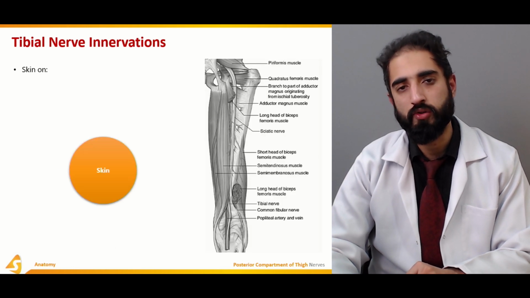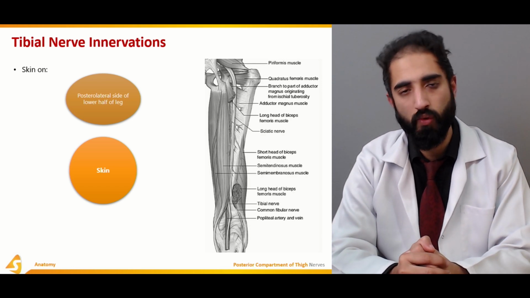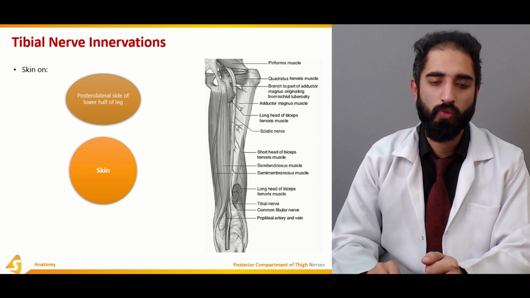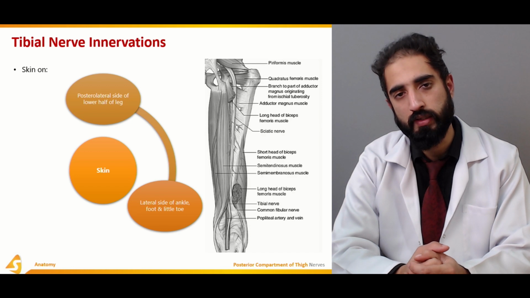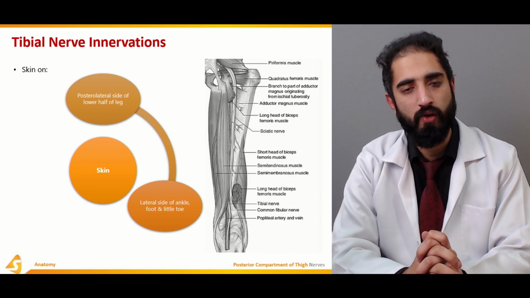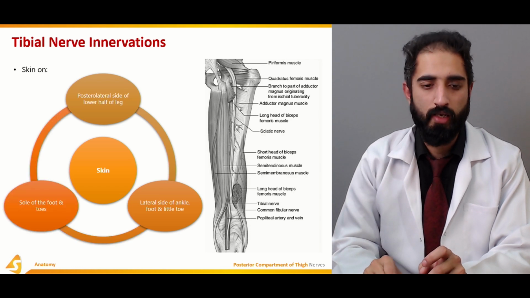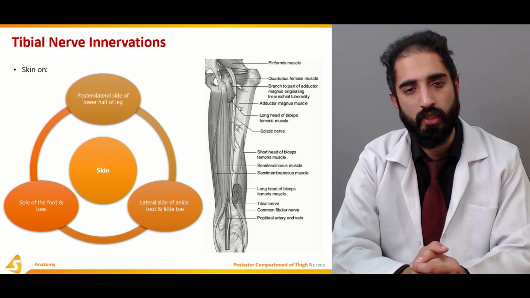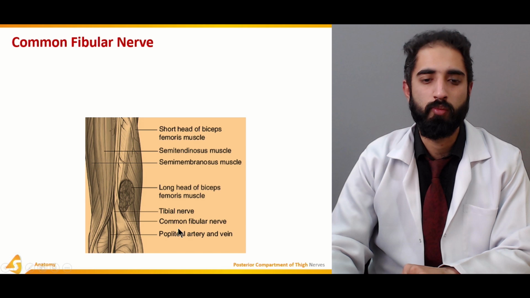Moving on, it also supplies the skin on the posterior lateral side of the lower half of the leg as it passes through the posterior part of the leg. It also supplies the skin on the lateral side of the ankle, the foot, and the little toe. And lastly, it also supplies the sole of the foot and the toe. So that is the innervation of the skin by the tibial nerve.